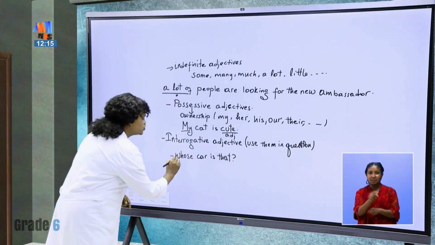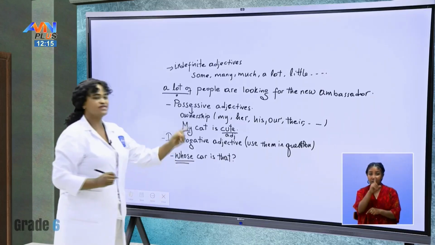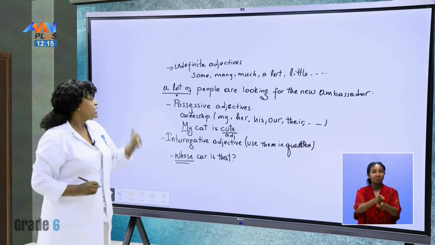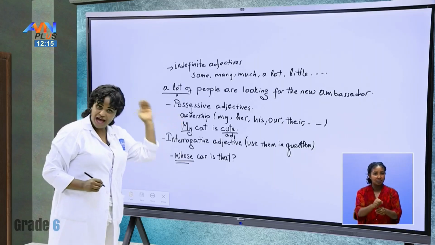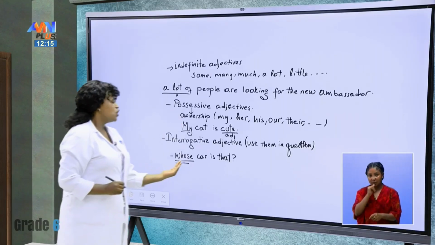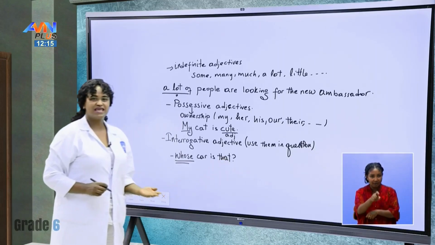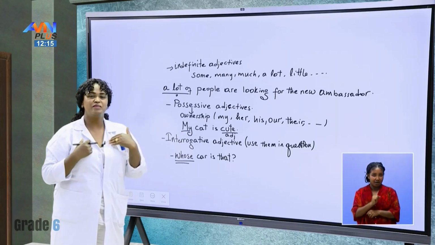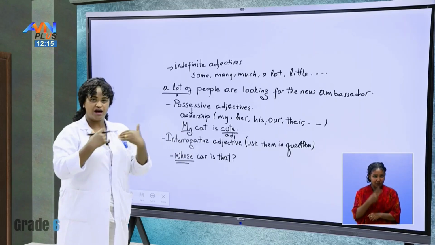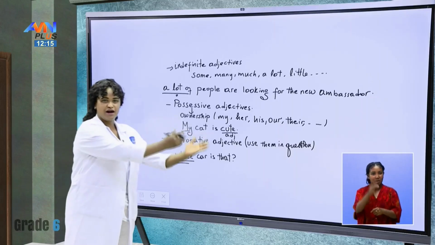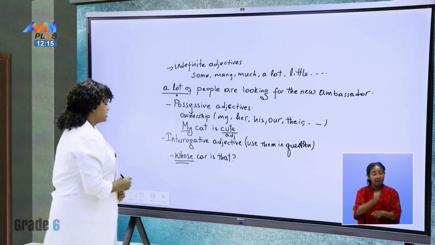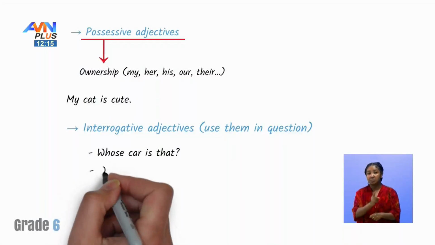The word whose here is what? Interrogative adjective. Because your answer is going to tell what? Yes, a possessive adjective. Very good. When I say whose car is that, you might say that is my car. Now, didn't we make it specific? My car. Or his car. Or Ayele's car. Yes?